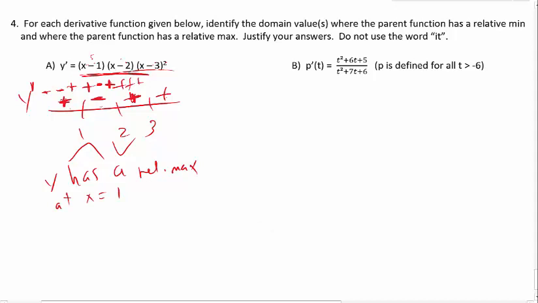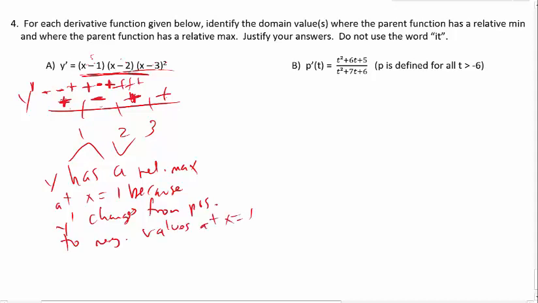They want us to justify the answers. It's a pretty easy justification once you've made the chart. That's because y prime changes from positive to negative values at x equals 1. So x equals 1 gives a relative max.